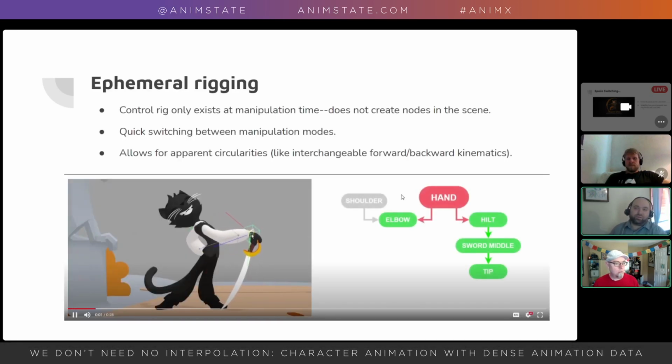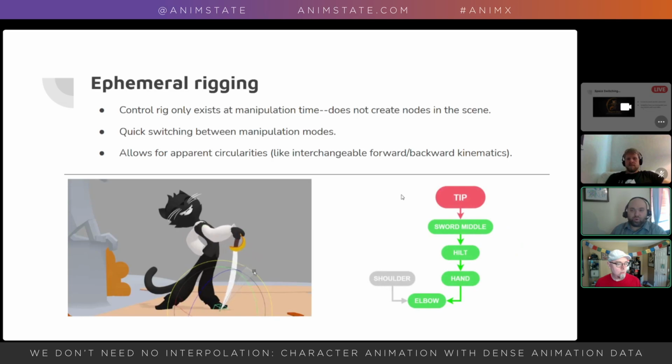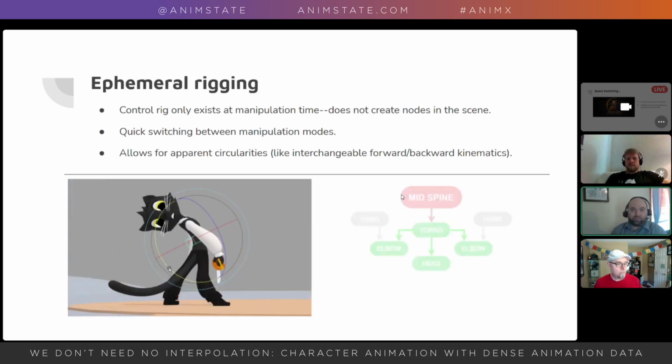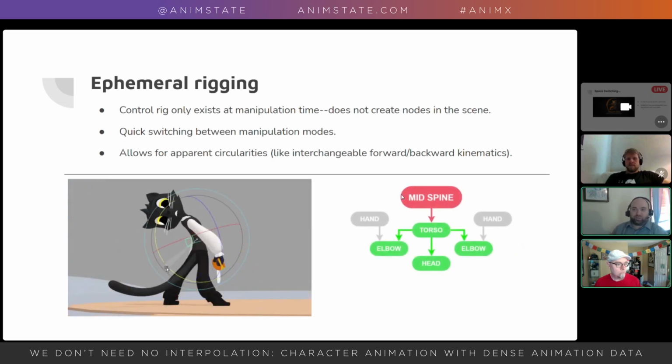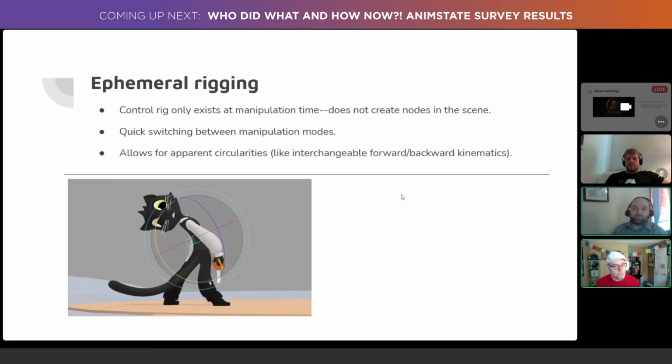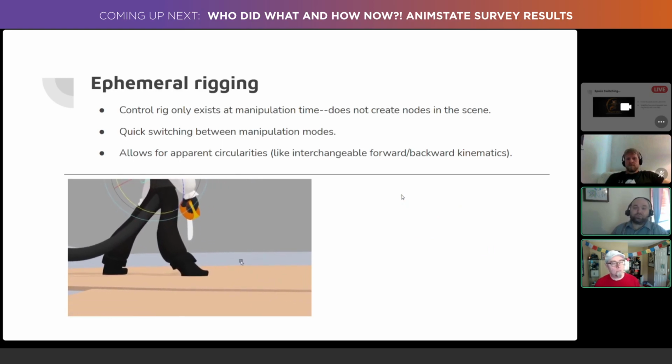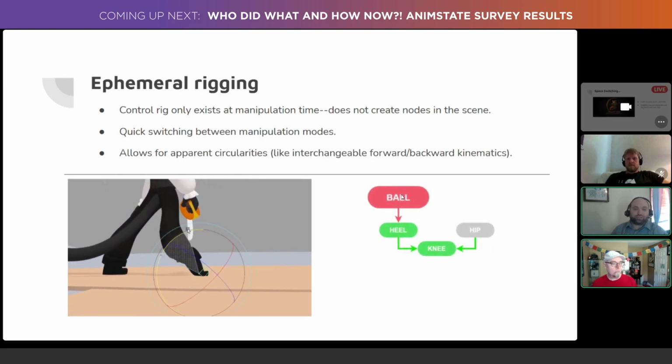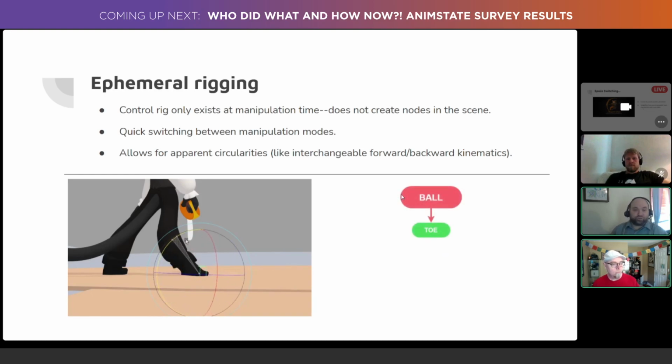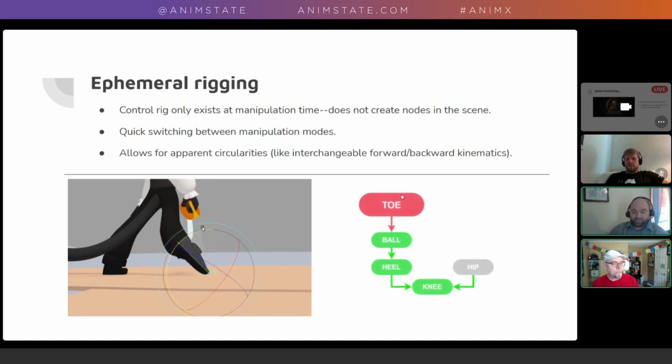Because the ephemeral rig system rebuilds the rig constantly, it allows for quick switching of manipulation modes. I have them all just bound to keys, and I'm constantly switching them as I pose, which makes posing very fast. Since the control rig is custom built for every single interaction, this allows for seemingly circular behavior without actually breaking circularities. It's not actually circular, you're really doing 2 different rigs. It's just very transparent to the animator.